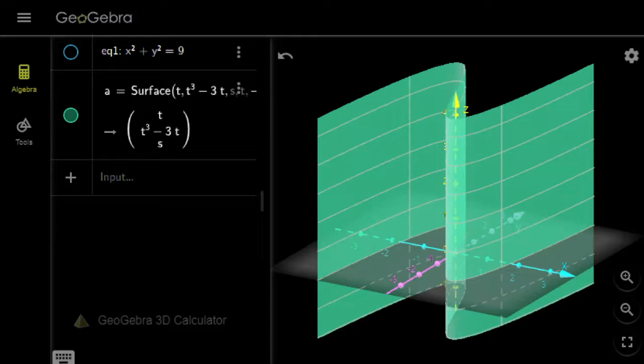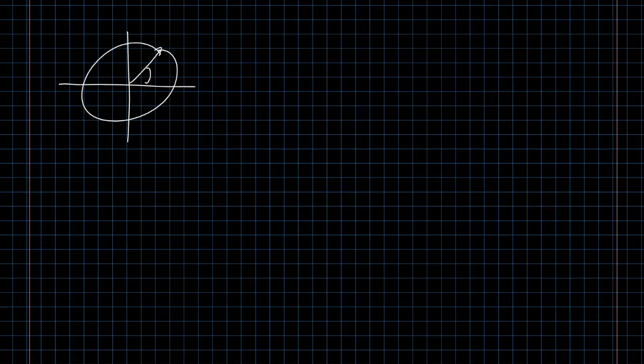I guess it makes sense to focus mostly on the right circular cylinder because that does give us a couple of other ideas. When you're talking about a right circular cylinder, you're talking about a circle. And when you're talking about a circle in two-dimensional space, very soon you start talking about polar coordinates.